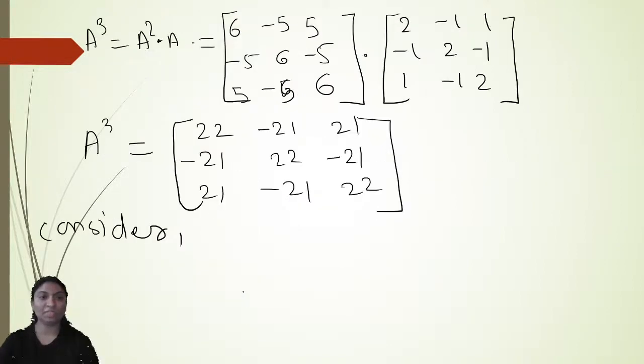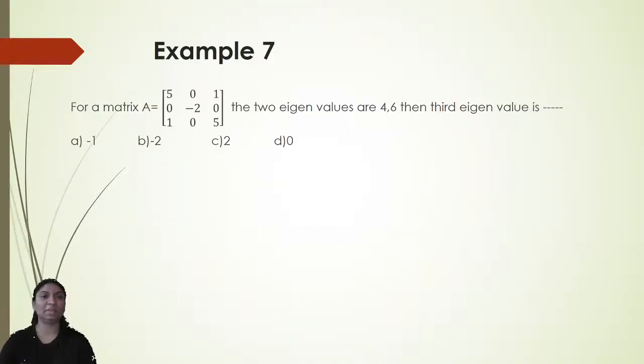Okay. Now next one is a very simple way. Whatever we have studied, we will recover in these two examples in a very simple manner. See, for a matrix A equal to 5 0 1, 0 minus 2 0, 1 0 5, the two eigenvalues are 4 and 6. Find the third eigenvalue. It's very simple.